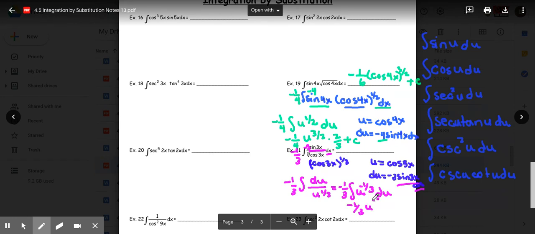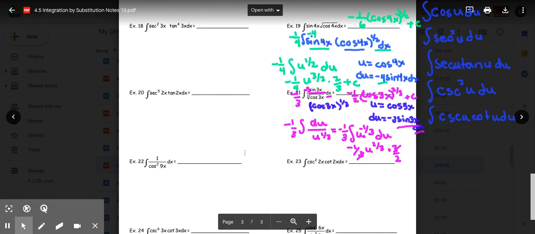u to the 2/3 when I add 1. And remember, when we divide by a fraction, we multiply by the reciprocal. It's a multiplication symbol. The 3's will cancel. I'm actually left with -1/2 out in front. And that's going to be cosine 3x all raised to the 2/3 plus c.